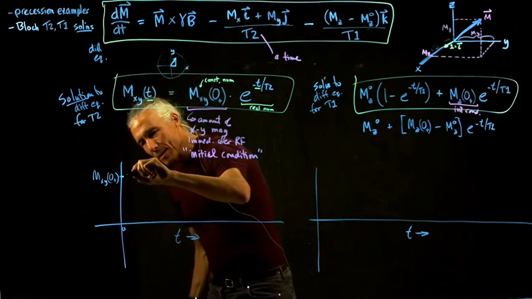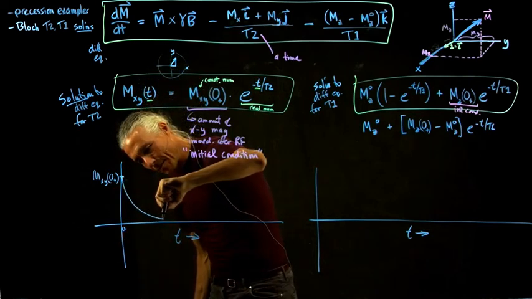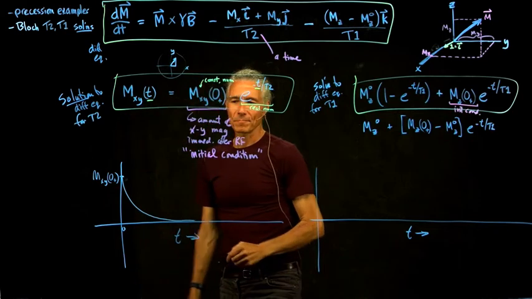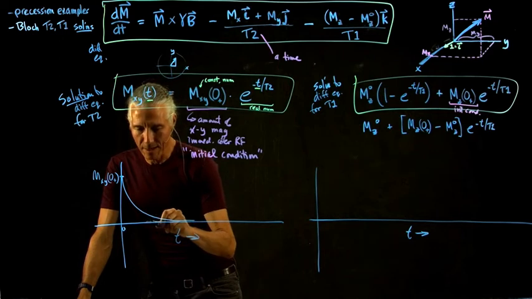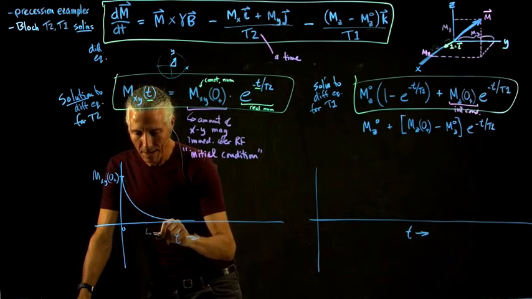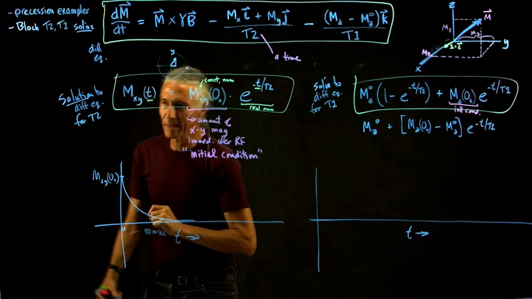So if you run the equation, what happens is you get something that falls off very quickly like that. If we put a time scale on here, this might be, say, 80 milliseconds. Less than a tenth of a second.